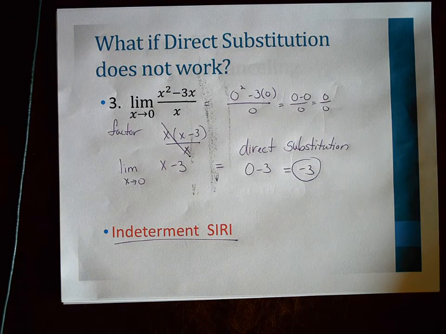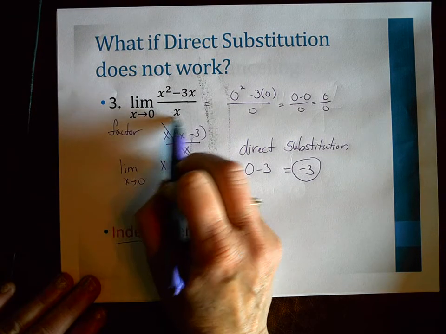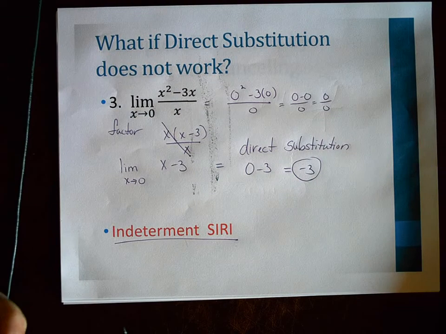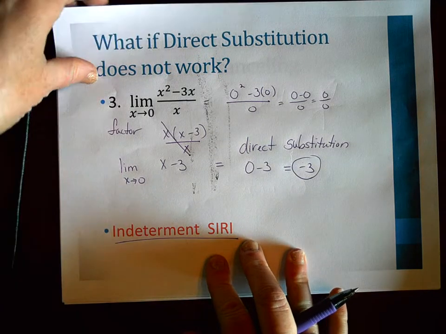The reason why is you can't have 0 in the denominator. It's not part of the domain. So there is going to be some type of either asymptote or hole in the graph. So to get closer to the graph, you've got to actually do something else.